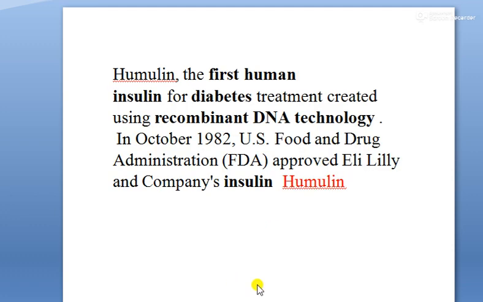And next, Humulin is the first human insulin for diabetes treatment created using recombinant DNA technology. In October 1982, it was approved by the USA Food and Drug Administration, that is US FDA. And this insulin was created by the company Eli Lilly. Let's see the process or technology behind the insulin preparation.